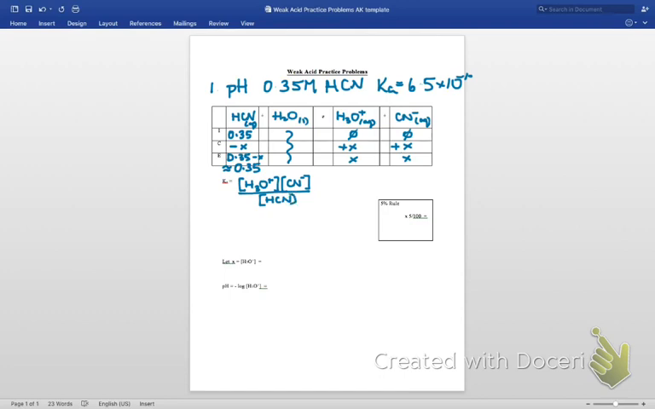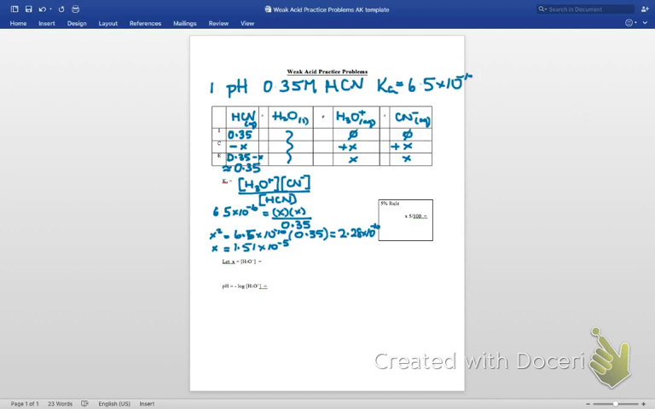That gives us 6.5 times 10 to the minus 10 is equal to X times X divided by 0.35. If you rearrange that, you get X squared equals 6.5 times 10 to the minus 10 times 0.35, which is equal to 2.28 times 10 to the minus 10. Take the square root, gives you X is 1.51 times 10 to the minus 5.